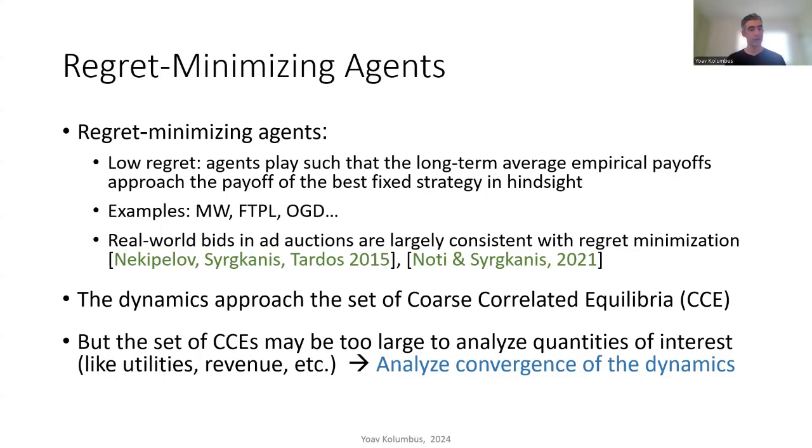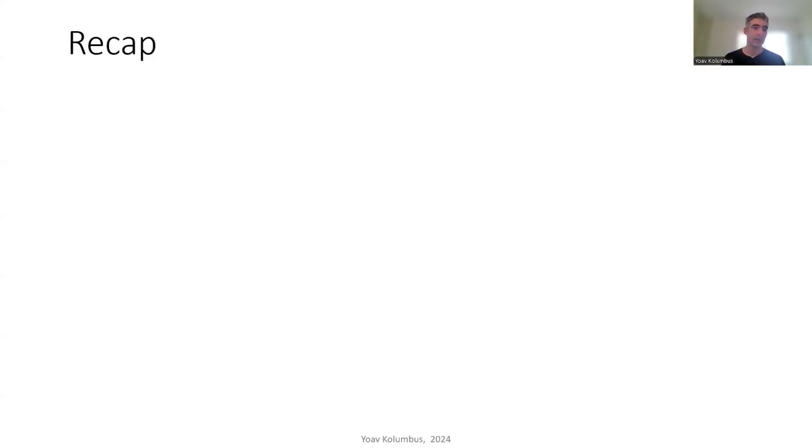And for this, because different coarse equilibria can give different outcomes, we will need to analyze convergence of the dynamics and understand what's actually going on in these auctions with automated bidding. Let me just very briefly recap.